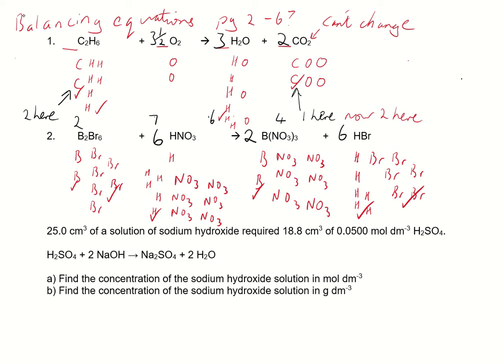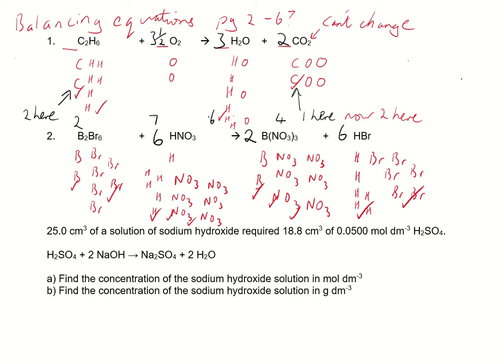Now the next one, nitrogens, 1, 2, 3, 4, 5, 6 on the left, 1, 2, 3, 4, 5, 6 on the right. Nitrogens are fine. Now the oxygens, 3, 6, 9, 12, 15, 18 on the left, 3, 6, 9, 12, 15, 18 on the right. So the oxygens are sorted as well. So 1, 6, 2, 6 for balancing that equation. So those are probably as tough as you'll see in terms of multiplying everything inside the brackets. So that's the general methodology behind them.